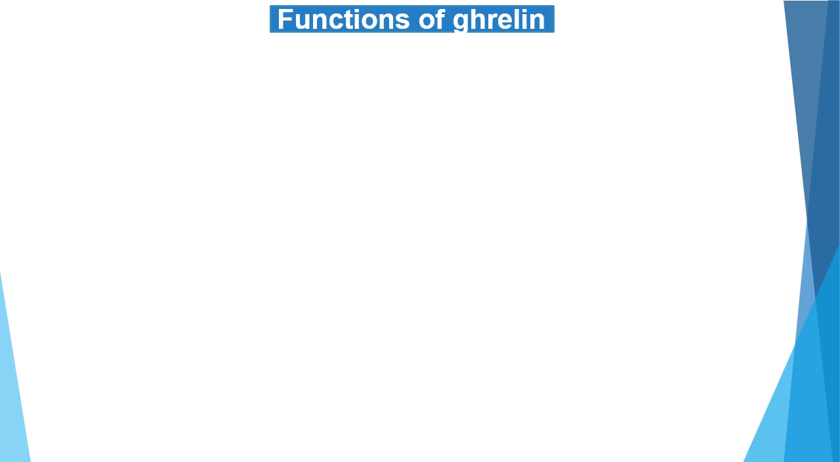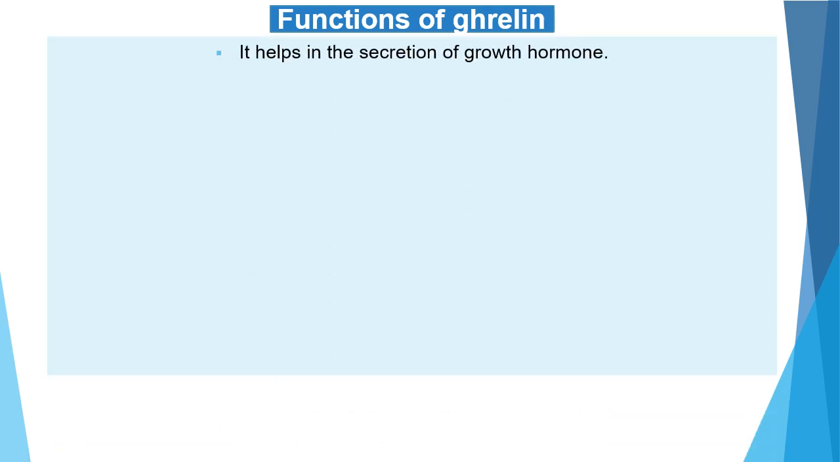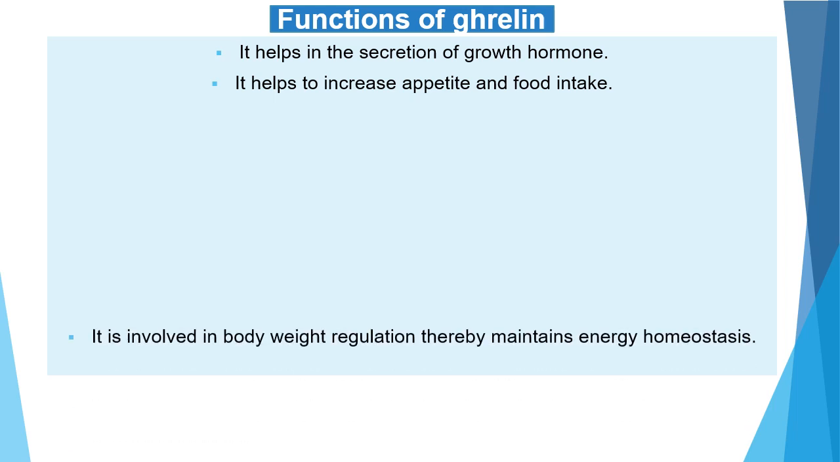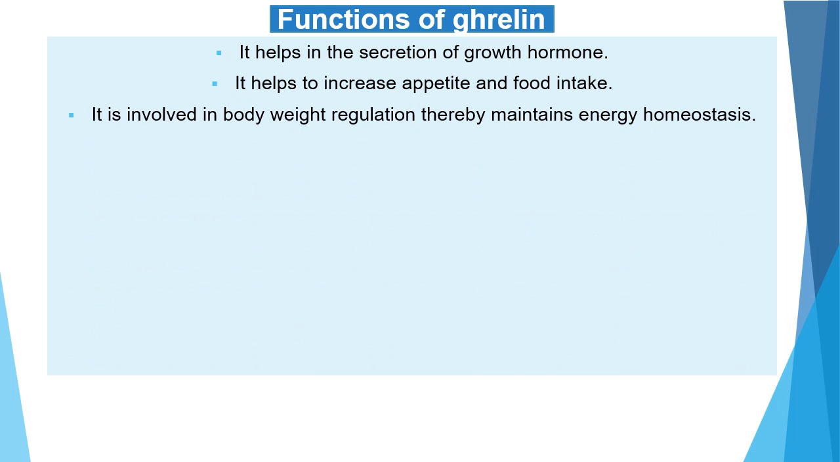Next comes functions of ghrelin. Ghrelin stimulates the secretion of growth hormone. Administration of ghrelin induces food intake by increasing the appetite. Ghrelin maintains energy homeostasis by regulating body weight.